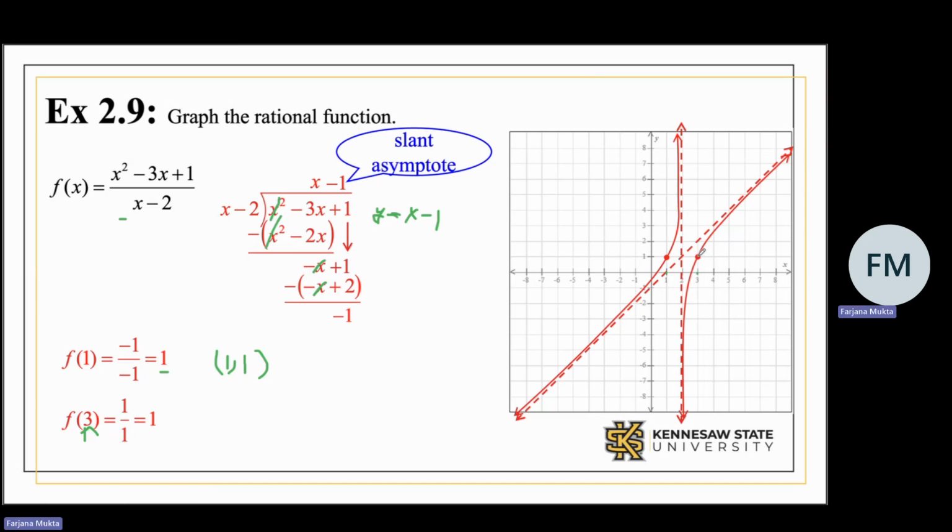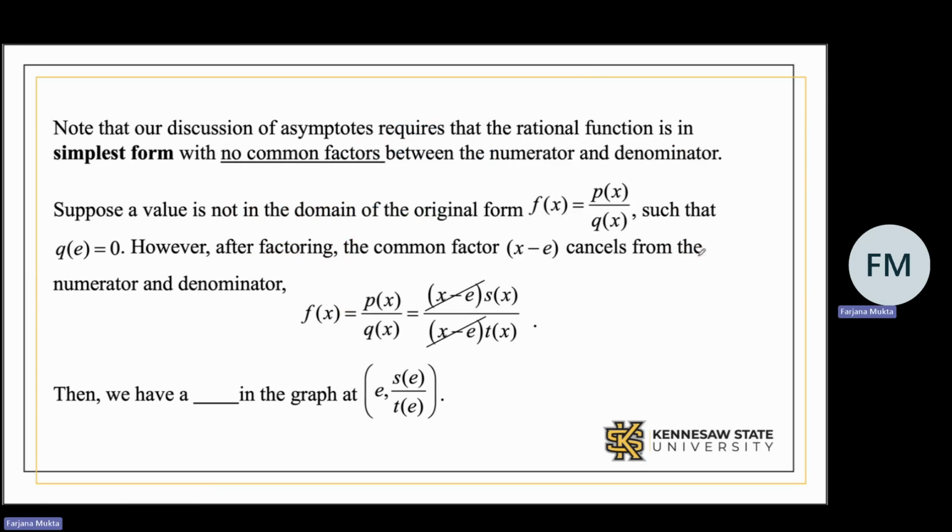Now we'll move forward to our next problem. Before that, let's talk about something else. Note that our discussion of asymptotes requires the rational function to be in simplest form, with no common factors between the numerator and denominator. Suppose a value is not in the domain of the original form of the function. That means, for some value e, q(e) equals 0. However, after factoring, the common factor x minus e cancels from the numerator and denominator.